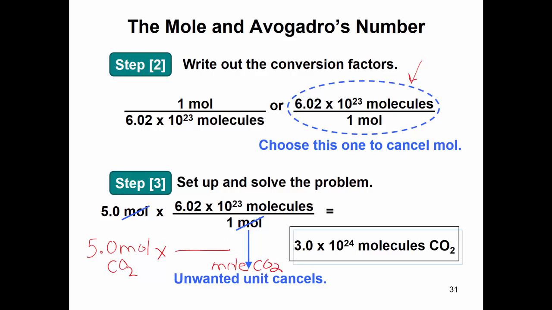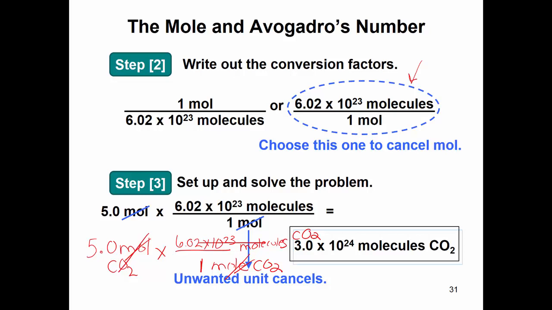Okay, so going back to me writing this out, that's what I started with. I have 5 moles CO2. I know that my moles have to cancel, so I look up here. Okay, my moles is always 1 in this example. So I have 1 mole. There are 6.02 times 10 to the 23rd molecules of CO2. So moles cancel.